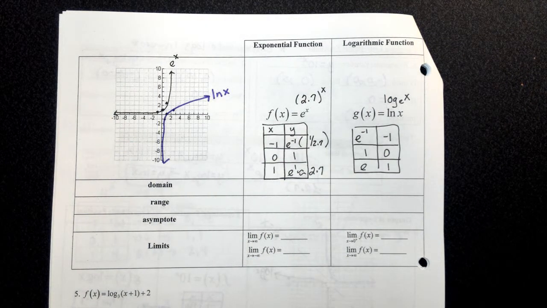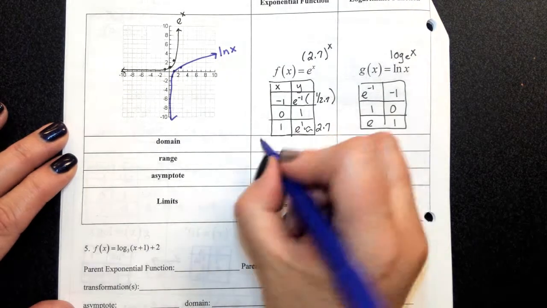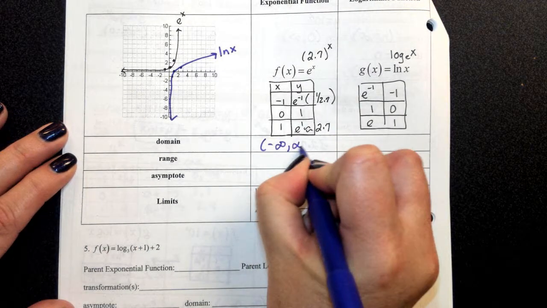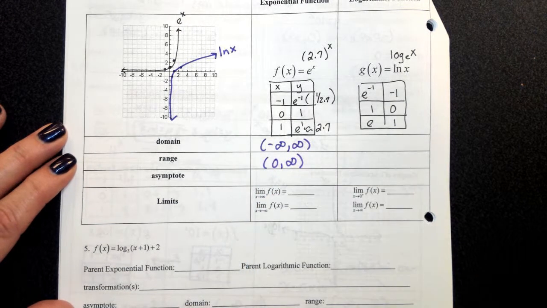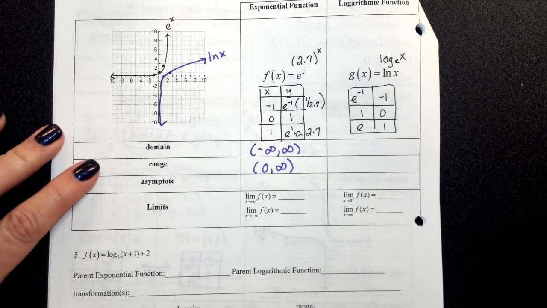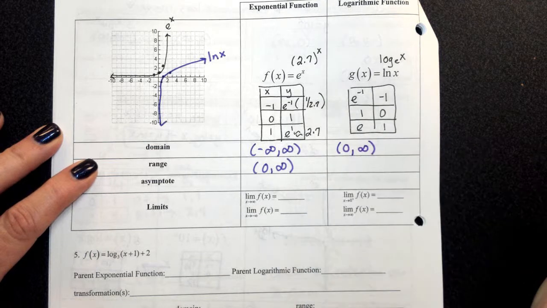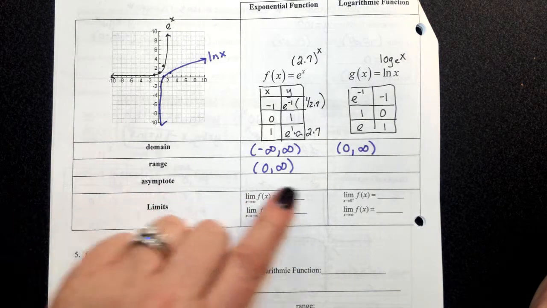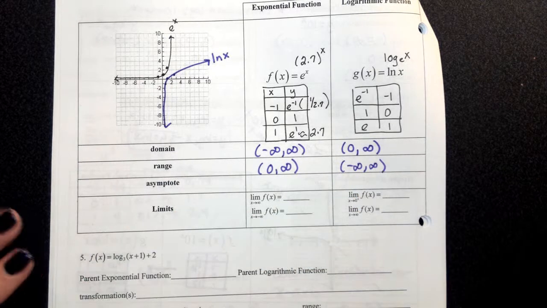Any questions, guys, on how you can graph the ln of x or the e to the x? Just like all the other exponential parent functions, the domain is all real numbers. The range is going to be 0 to infinity. The domain and range for the log function switch. The domain will be the same as the range of e to the x, which is 0 to infinity. The range will be all real numbers for natural log of x.